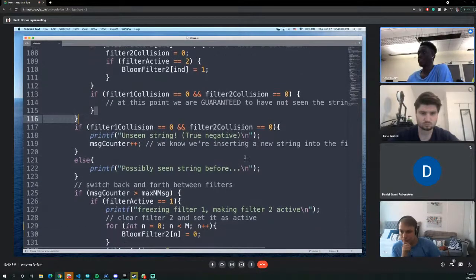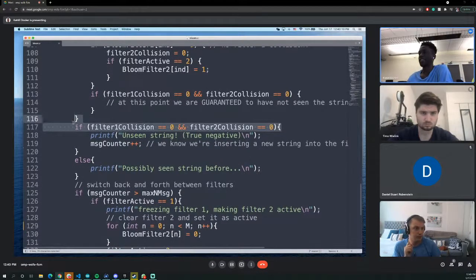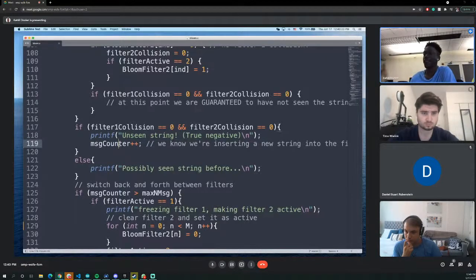So now it tests for the collision. If any of the bits were 0, we know for certain that we have a new string, one we've never seen before. With 100% accuracy, it will identify true negatives, our bloom filter, remember.